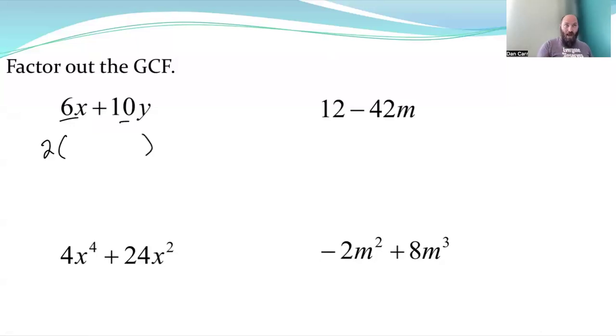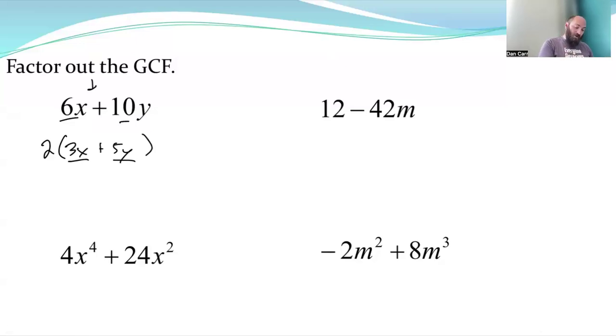The way I like to think of it is 2 needs to multiply by 2 things here to make it look like this. So what are those 2 things? Well, to get 6x, this would have to be a 3x because 2 times 3x is 6x. For the 10y, it has to be a positive 5y there. And that's it.